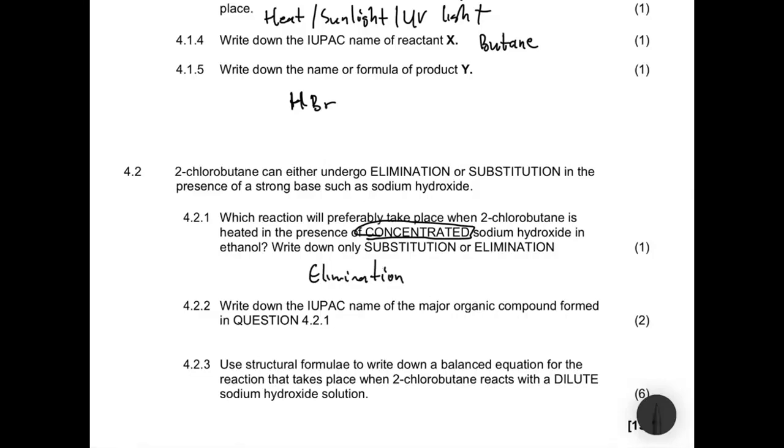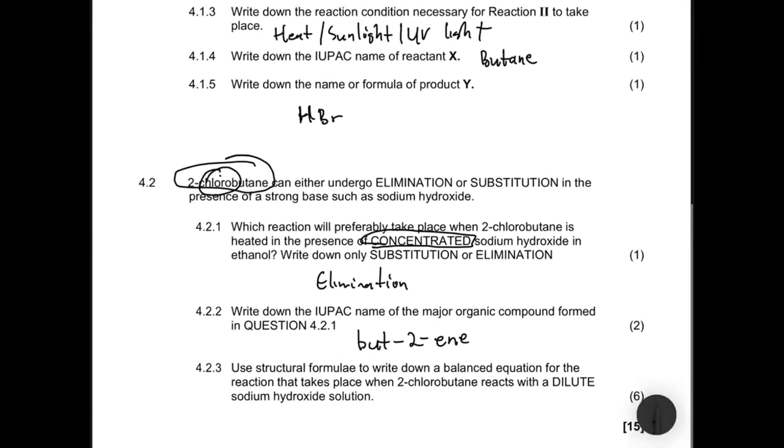And then 4.2.2 says write down the IUPAC name of the major compound formed in 4.2.1. So we had 2-chlorobutane, right? And it is going under elimination. So when it goes under elimination, we are going to lose the chloro, right? And we're going to be left with but2ene. So 4.2.2, we have but2ene. And then 4.2.3 says use the structural formulae to write down a balanced equation for the reaction that takes place when 2-chlorobutane reacts with a dilute sodium hydroxide solution.